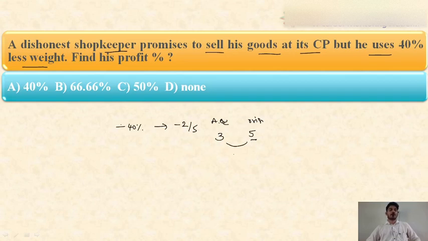So what is the gain here? Gain by 2 parts out of 3 parts into 100. So what is this 2 by 3? Nothing but 66. So 2 by 3 percentage, or 66.66 percentage of profit to the customer here.